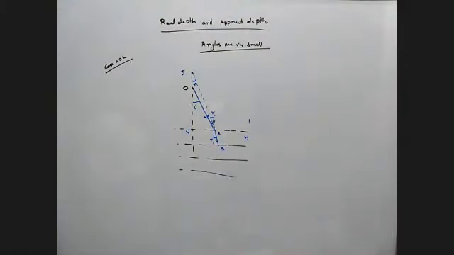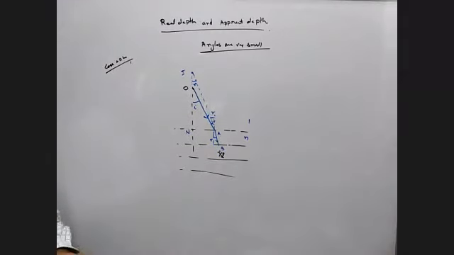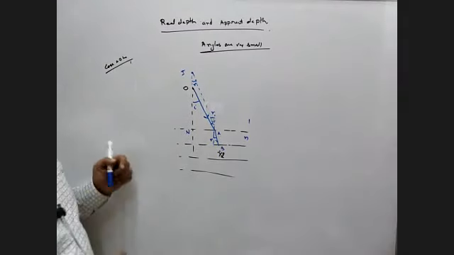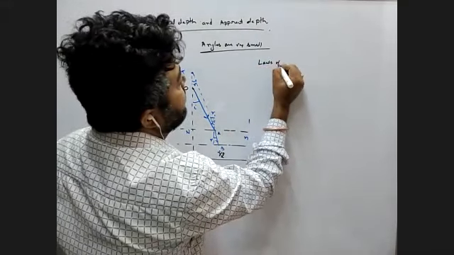Now see, the object is on the rarer medium and the viewer who is viewing it is on the denser medium. So now what happened? Again, we can use the laws of refraction.